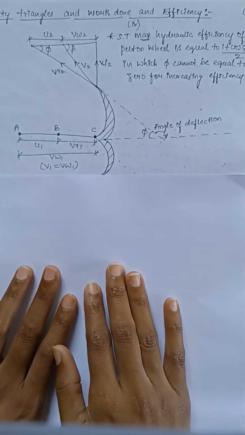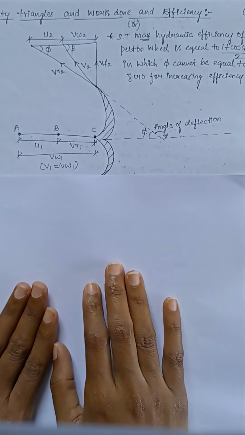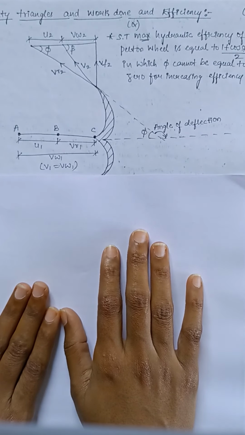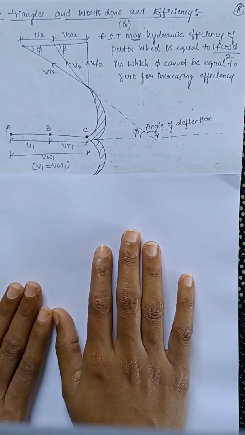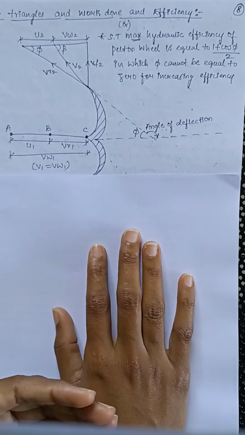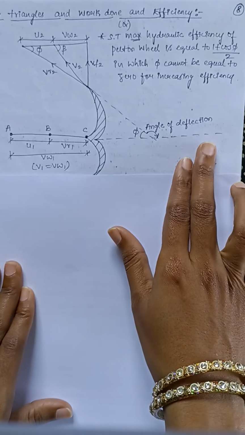Hello everyone. In this video I will teach you an important derivation dealing with the Pelton wheel turbine. So the question is, show that the maximum hydraulic efficiency of Pelton wheel is equal to (1 plus cos phi) divided by 2, in which phi cannot be equal to 0 for increasing efficiency. So we need to prove that the maximum hydraulic efficiency that we are getting from the Pelton wheel turbine is equal to (1 plus cos phi) by 2.